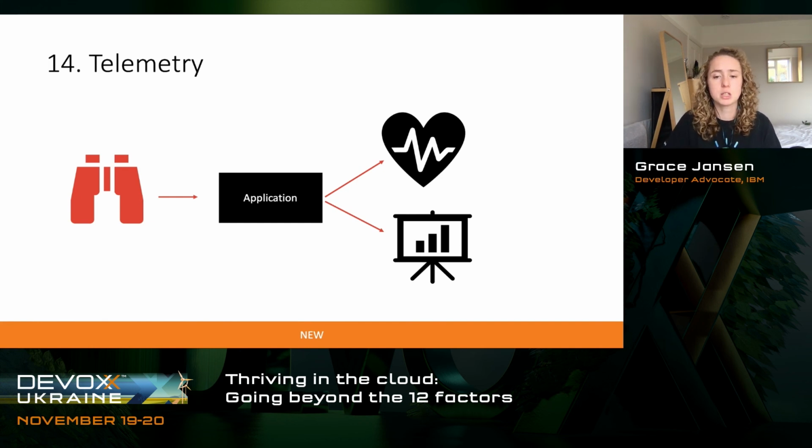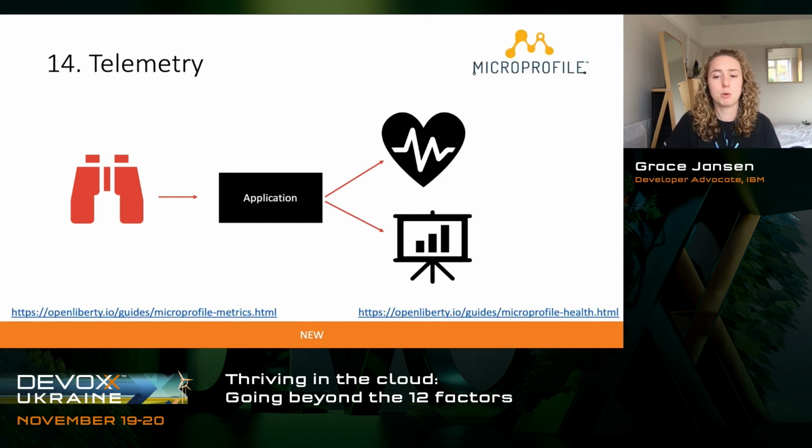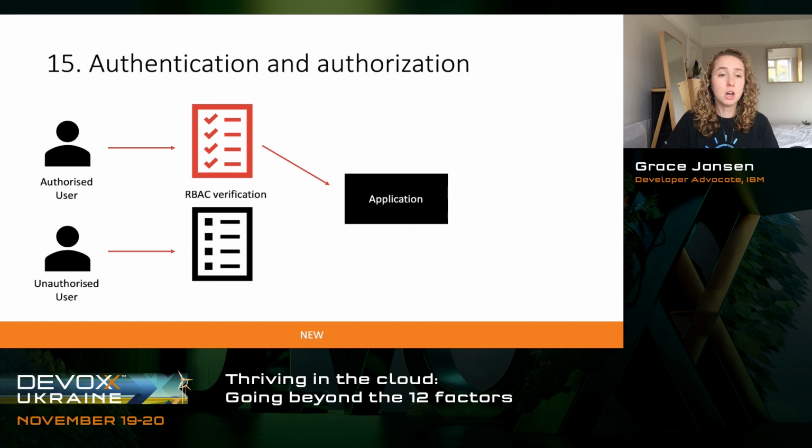How can we enable this? Well, we can utilize things like MicroProfile Metrics and Health, two different APIs within the MicroProfile specification, and they can enable us to collect this distributed data about our application. So we can utilize both logs and telemetry to gain information about how our application's doing. Both are very important in this modern infrastructure. And the last factor, authentication and authorization.